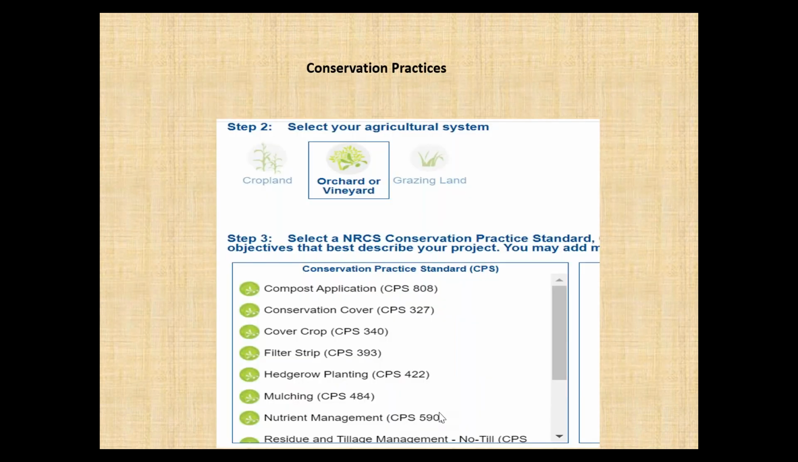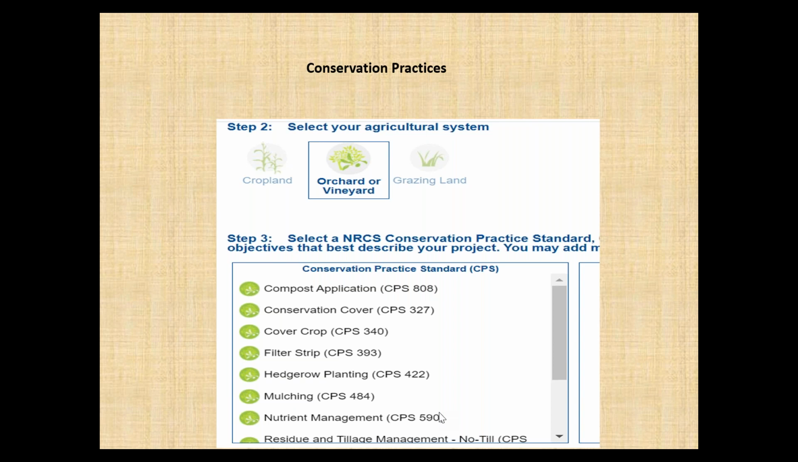Okay, on the next page, the user enters or selects the ag system. In our case, it's an orchard or vineyard instead of a cropland or grazing land. Conservation practices related to orchard and vineyard farming are pulled up by default. And so you see the conservation practice standards. These are NRCS standards associated with NRCS program payments.